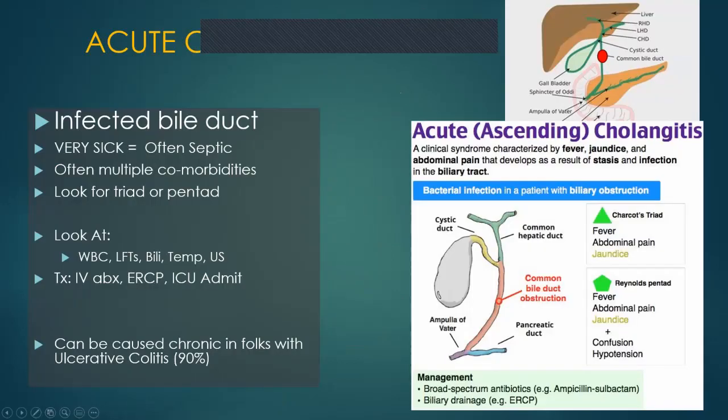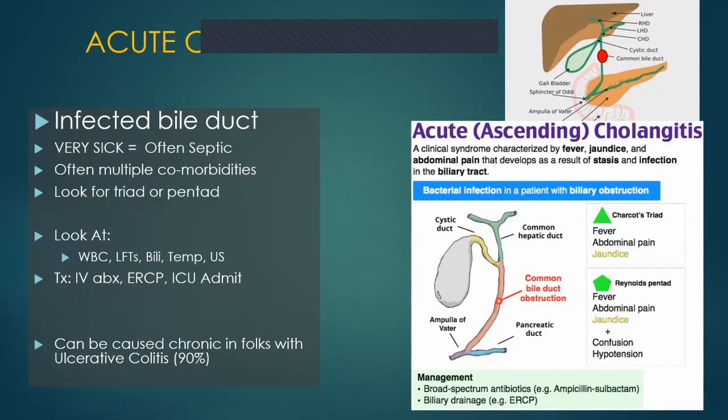And this gentleman has acute cholangitis. Now, if you remember one of all of these different disease processes in the biliary duct system, please remember acute cholangitis. Acute cholangitis is the big kahuna. This is the one that will land you in the ICU. This is the one where patients look really sick.